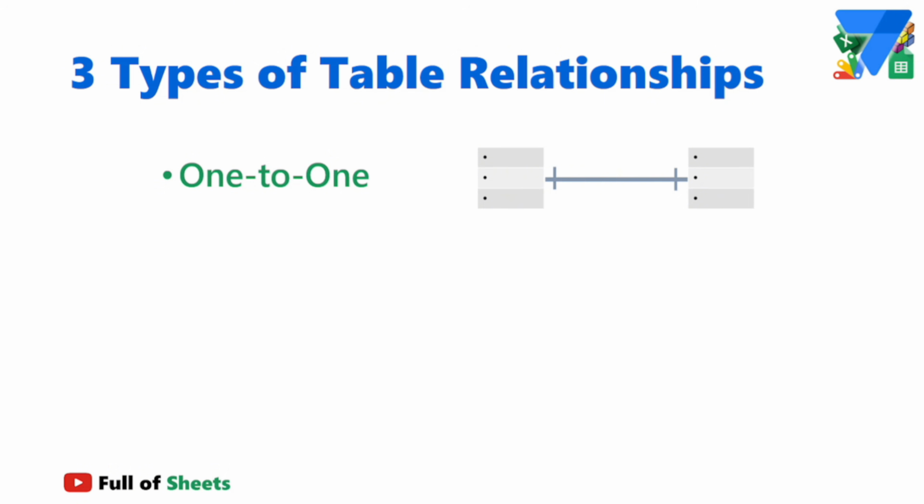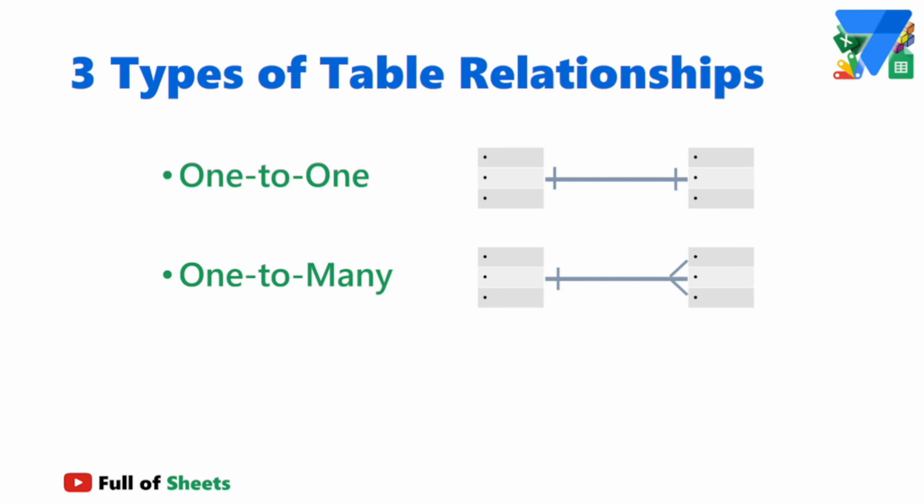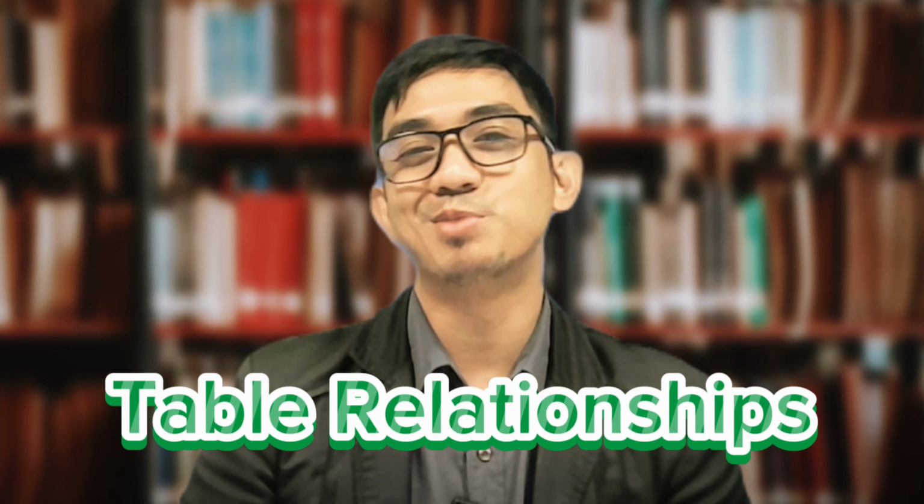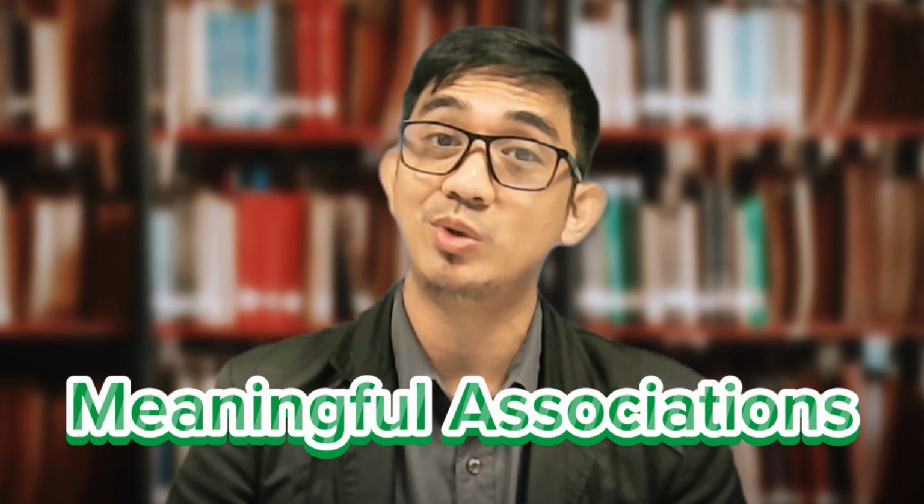As you may already know, there are three types of table relationships in a database system. You have one-to-one, which is pretty uncommon, one-to-many, which is the most common type of relationship, and many-to-many, which is exactly what we're going to discuss today. If there's one thing that makes databases useful, it would definitely be table relationships because it gives meaningful associations between data from different tables.